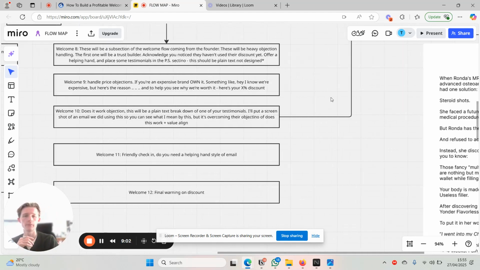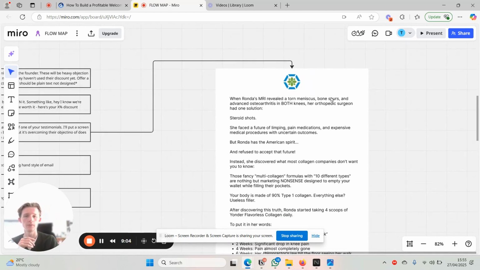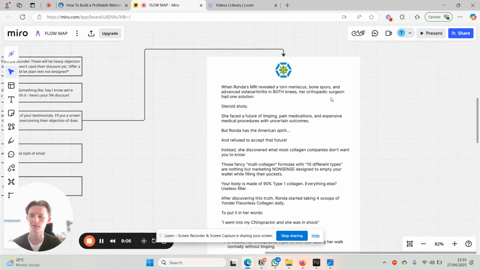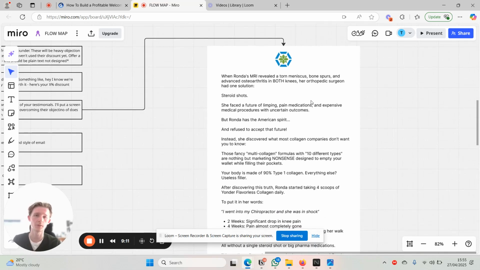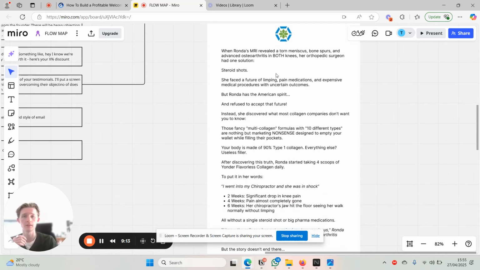I'll show you. So this one's basically, again, as I said, a collagen brand for joint pains. So you can see the customer had joint pains, torn meniscus, bone spurs, the steroid shots. With this specific brand, their audience doesn't like big pharma or big corporations. So you might see me saying stuff about different collagens, big collagen companies, medical stuff. Just know that this is brand specific.